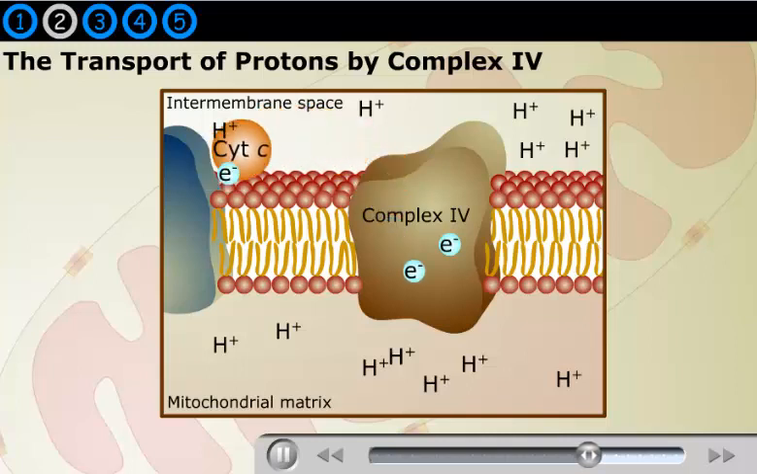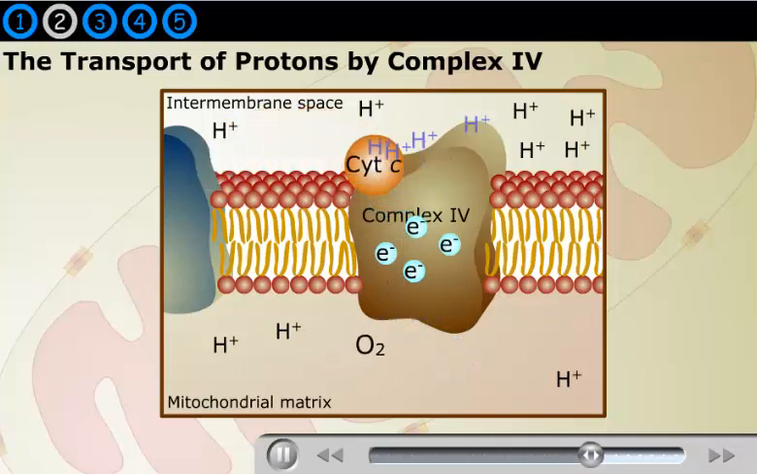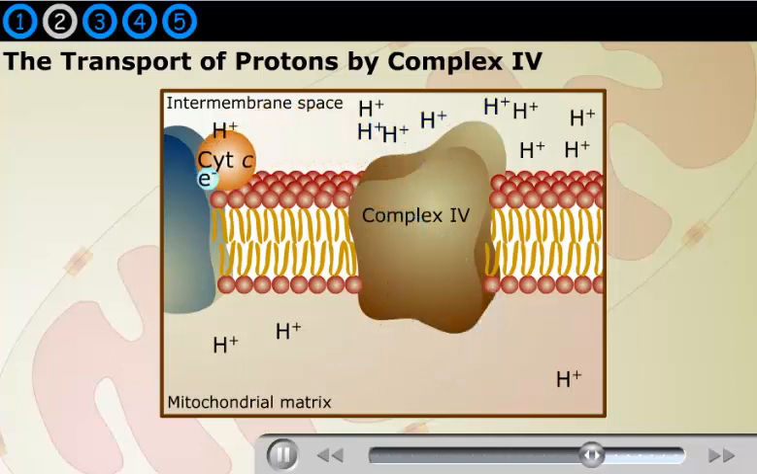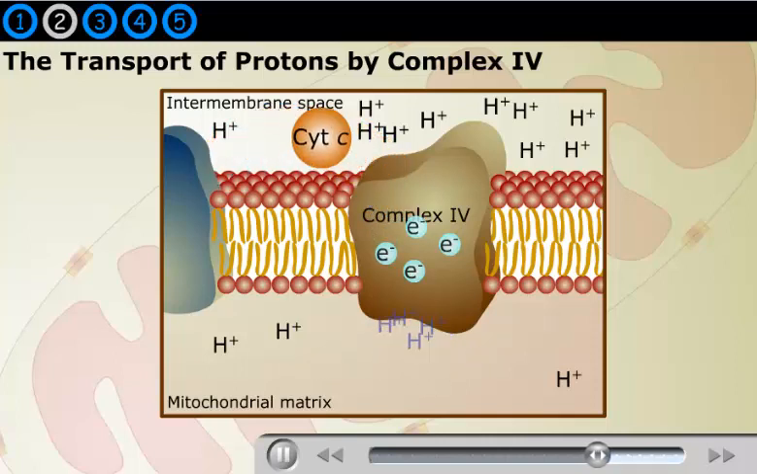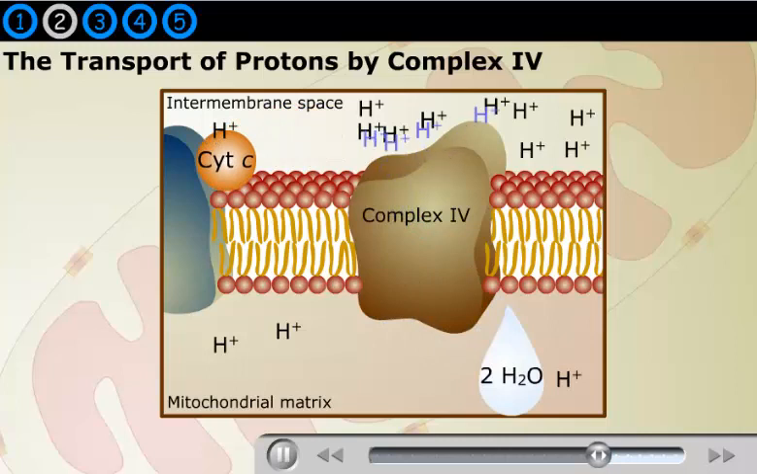More protons are pumped out of the matrix as electrons move through complex 4. 1 proton is pumped out for every electron that enters complex 4. The ultimate electron acceptor is molecular oxygen. It takes 4 electrons and therefore 4 cytochrome C molecules to reduce 1 oxygen molecule to 2 water molecules.